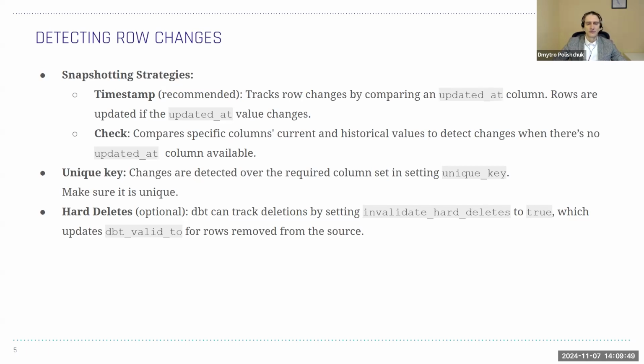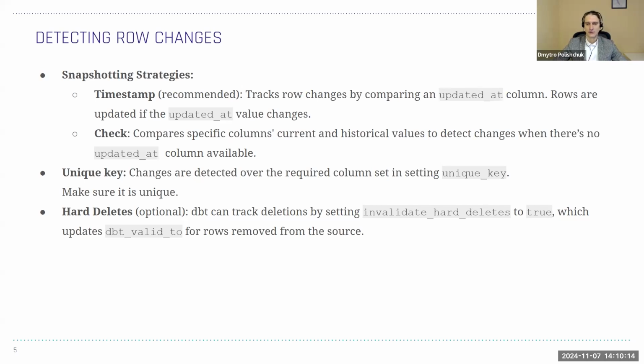Changes for both strategies are detected over a unique column set in the unique key setting. You have to make sure that the unique key column is really unique. Otherwise, dbt may not detect updates accurately, leading to unpredictable results in your snapshots. If you are snapshotting a source, dbt recommends adding uniqueness tests to the sources.